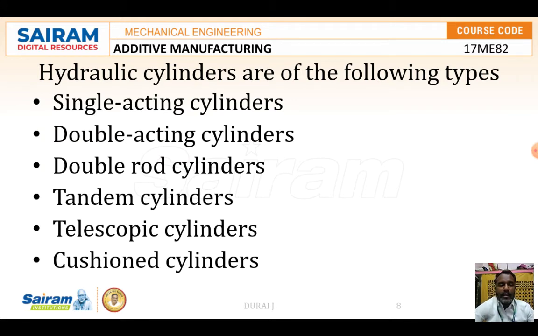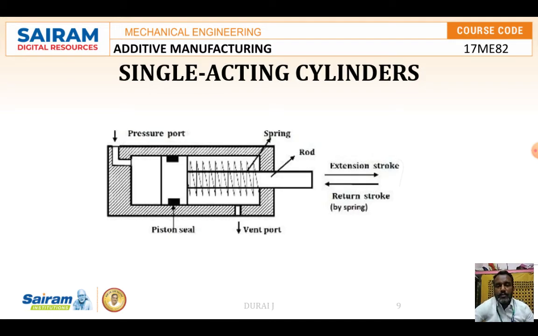The hydraulic cylinders are of the following types: single acting cylinder, double acting cylinder, double rod cylinders, tandem cylinders, telescopic cylinders, and cushion cylinders. Now we are going to discuss them one by one. First we are going to discuss the single acting cylinder. In the single acting cylinder, the inlet and outlet port act on the same path.